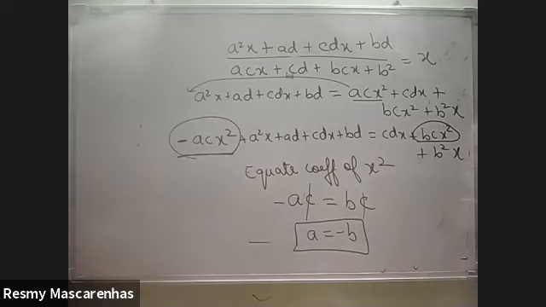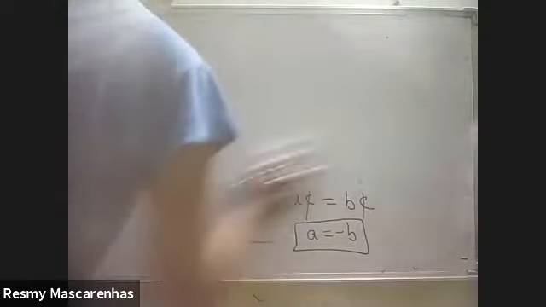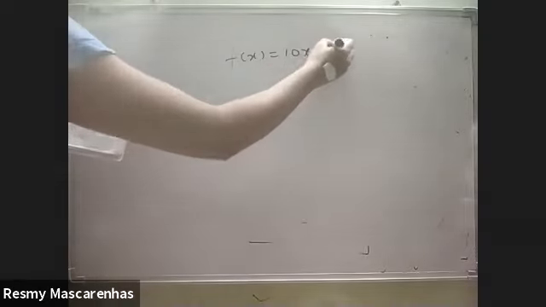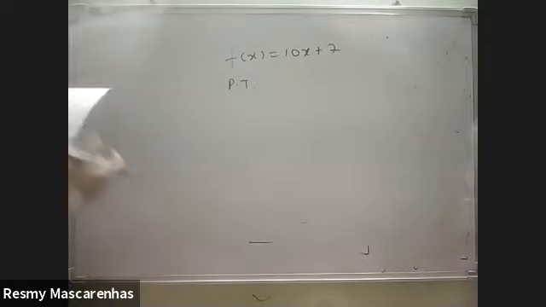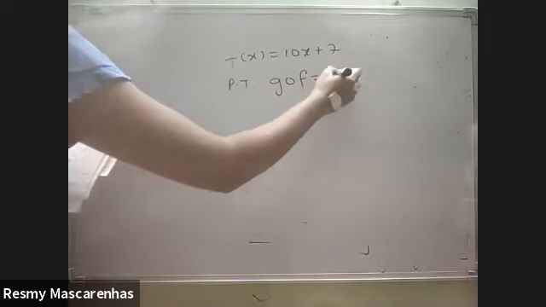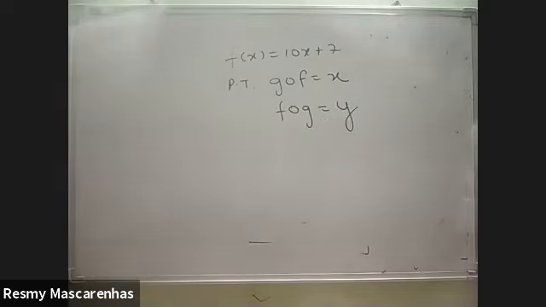What they have asked is, in short, f of x is given as 10x plus 7. You have to prove that GOF is equal to FOG is equal to IR. IR means identity relation. Identity is IX and IY. Means what? GOF you have to show is equal to X and FOG you have to show is equal to Y. Same as the first problem.